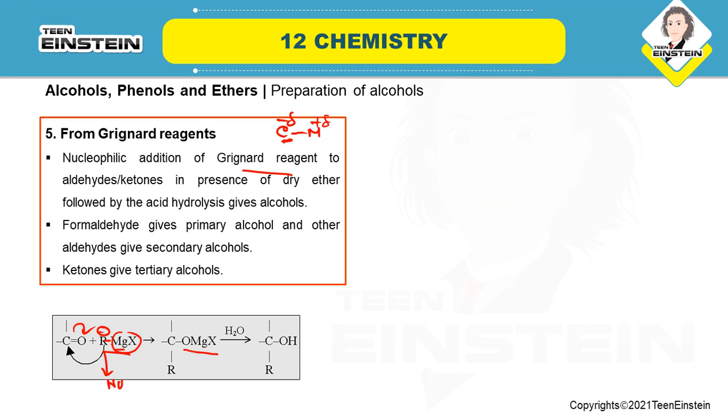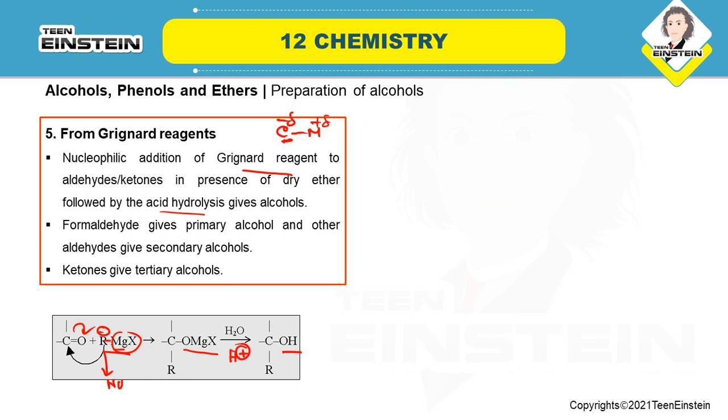So this is not the final product. The final step that we have to do to get the alcohol molecule as the product is acid hydrolysis. Here we will do hydrolysis under acidic condition, and the OMgX part will be converted to OH. So finally we are getting alcohol.